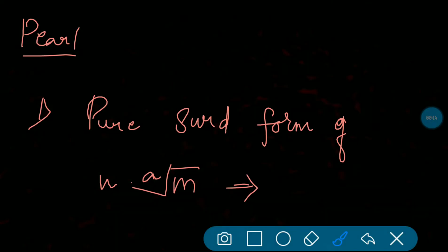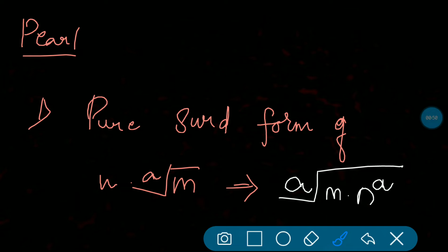Now Pearl package, first bit: we have to tell the pure surd form of the given surd. The given surd is n into the eighth root of m. I already told you, whatever you have here under the root, you will make the root for the entire thing and you will make a power for n. We have discussed that very clearly in aim to challenges. If you haven't watched, please go and watch. So the correct answer would be the eighth root of m into the nth power of a. This is the right answer, option B.